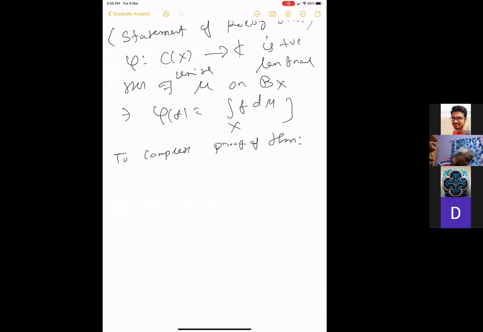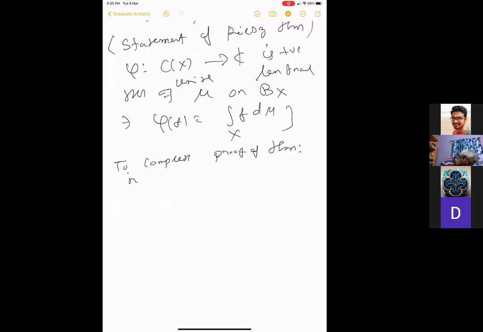So now to complete the proof of the theorem, we need to prove uniqueness. So why is mu unique? We want to say that mu is actually determined by phi. I mean, given a phi, there is a unique mu. That's what we want to say. So for that, we make the following claim.